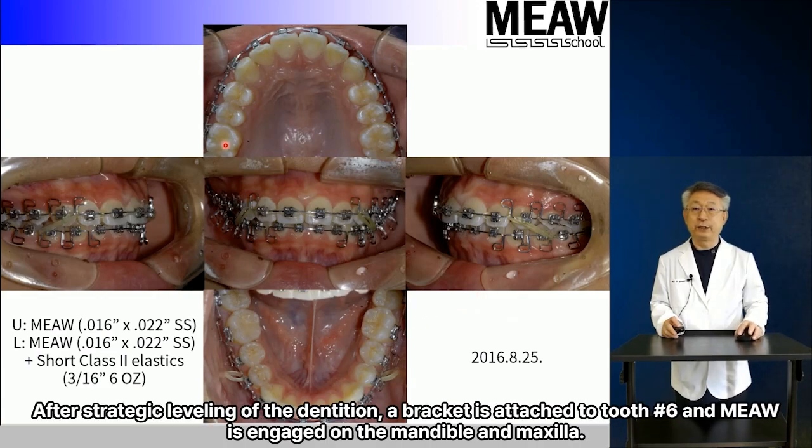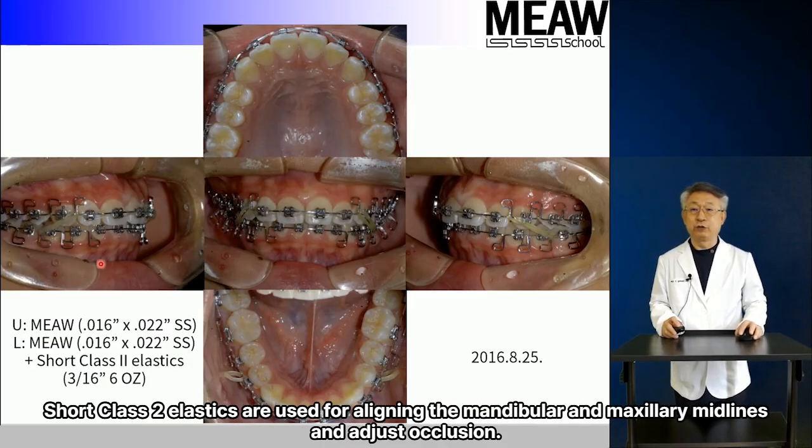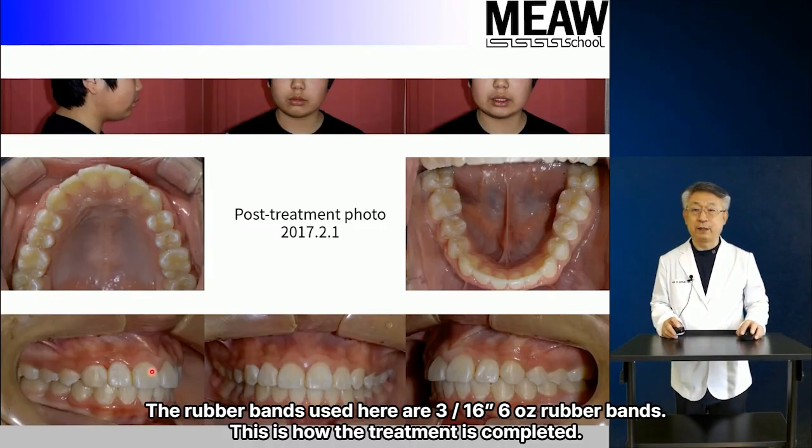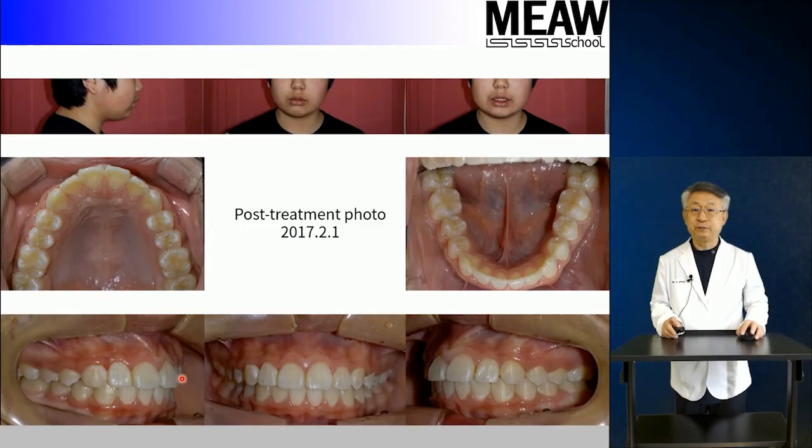After strategic leveling of the dentition, a bracket is attached to tooth number 6, and MEAW is engaged on the mandible and maxilla. Short class 2 elastics are used for aligning the mandibular and maxillary midlines and adjusting occlusion. The rubber bands used here are 3/16, 6 oz rubber bands. This is how the treatment is completed.